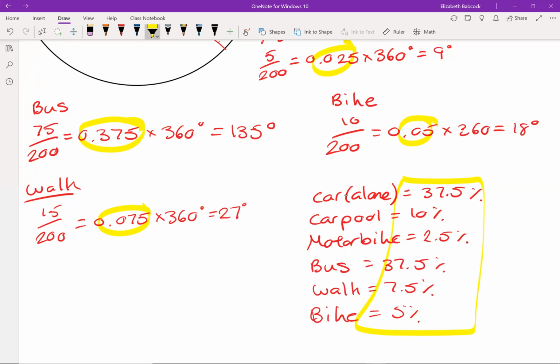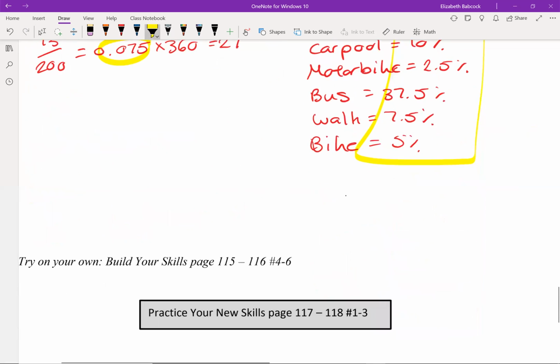Okay. So you have one of two ways you can do it. You can do it by hand, where you have to do all of this work, which is not that fun. Or you can do it using the program, whichever you're more comfortable with. But either way, you have a couple problems to try before you move on to your practice your new skills. Okay, so try your build your skills on page 115, 116, numbers 4 to 6, before you try your practice your new skills on page 117 to 118, numbers 1 to 3. Okay, good luck. If you need help learning how to use the program, ask one of your classmates. If you still need help, and I'm not currently in the middle of a lesson with the foundations class, come on in and ask for help.